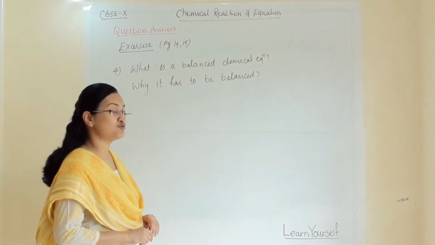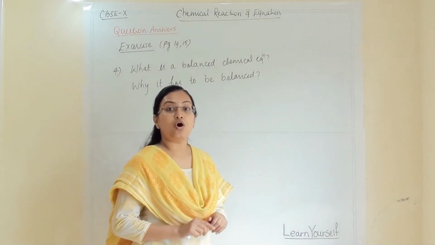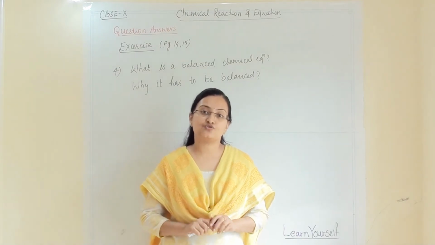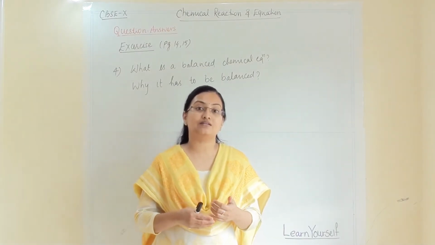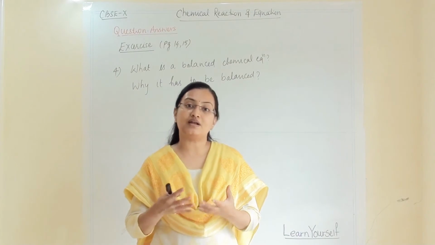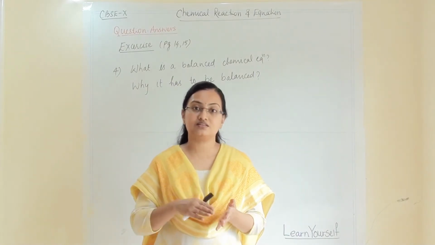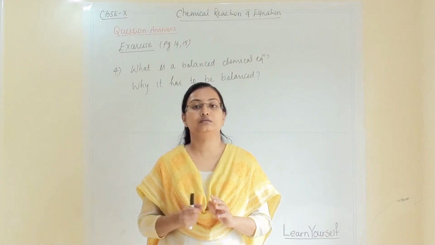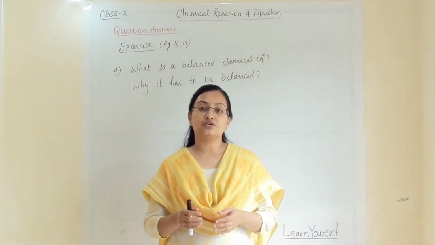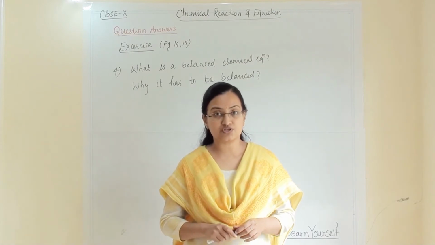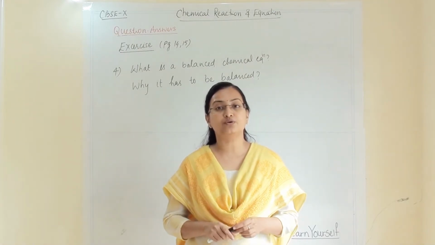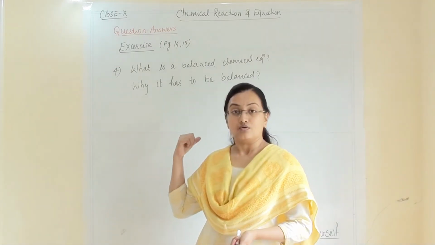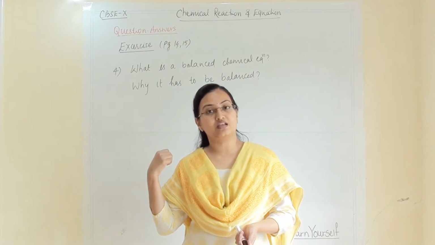And why does it have to be balanced? By the law of conservation of mass, the equation has to be balanced, because we know that matter cannot be destroyed, matter cannot be generated. It only transforms its form from one form to another. So the whole answer you can also check in this video's description, and I have given the link of those videos in which I have explained what a chemical equation is and why it has to be balanced.